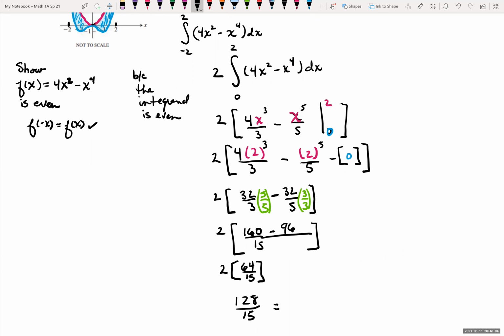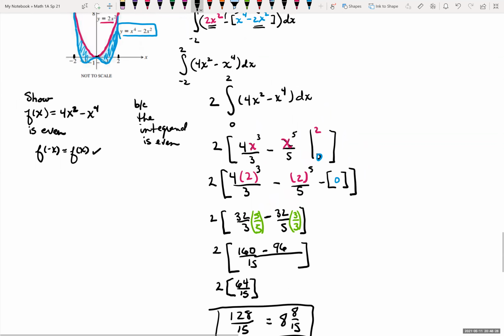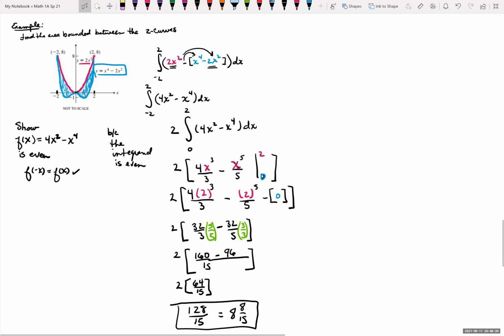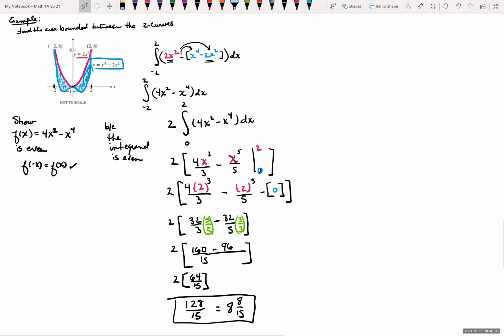Fifteen goes into 128 8 times. So it's 8 and 8 15ths. So that total area should give us 8 and 8 15ths squared units, whatever units it's in terms of. Any questions on that?